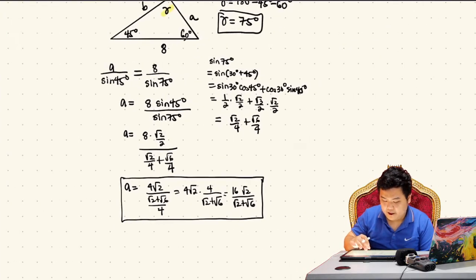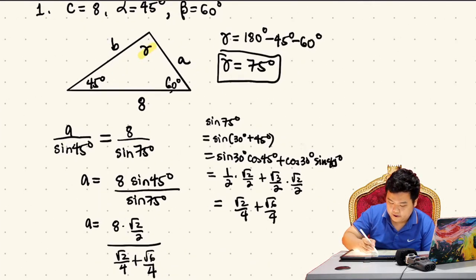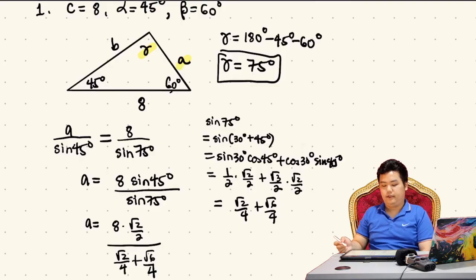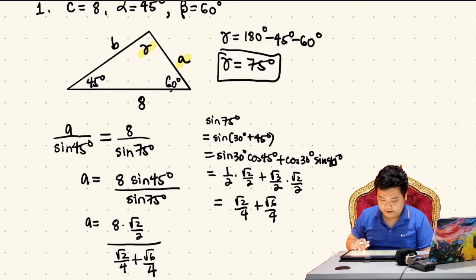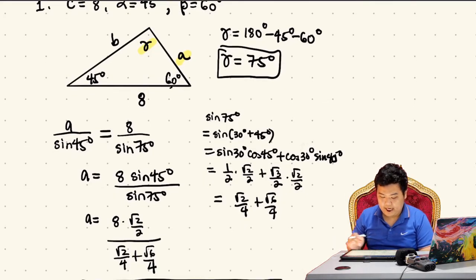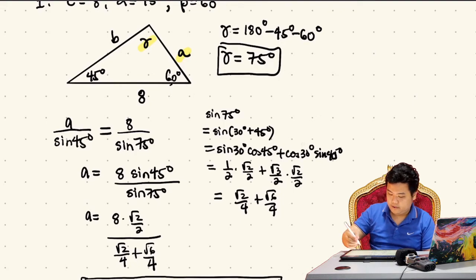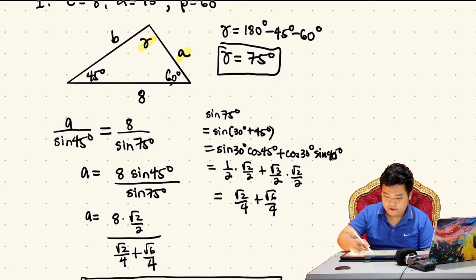So, meron na tayong A. Okay? Okay, so next, ang hahanapin na lang natin is beta. So, we apply again sine law. Pwede na ba akong alisin dito? Alisin natin ito.